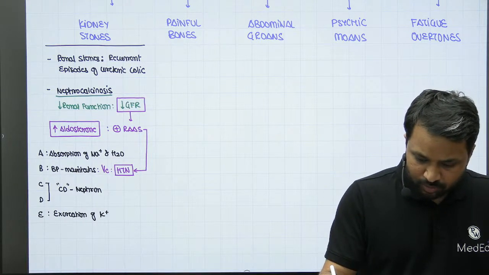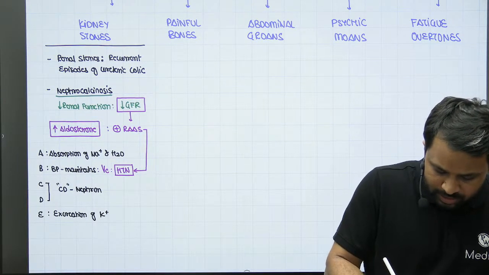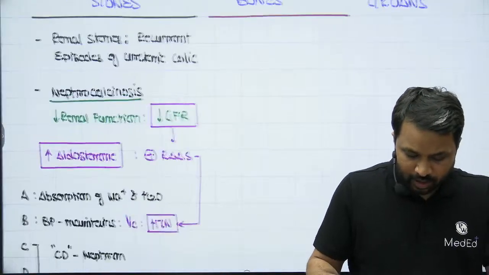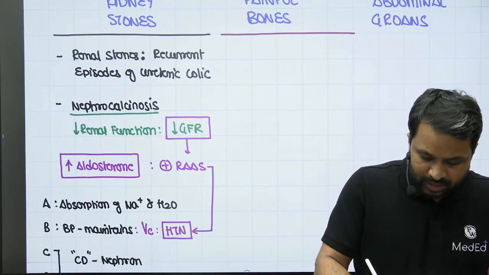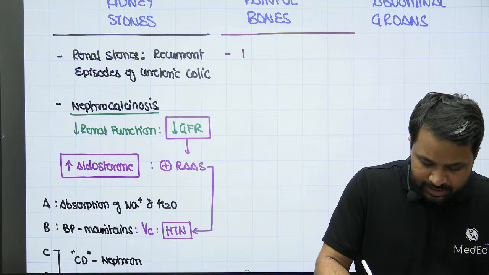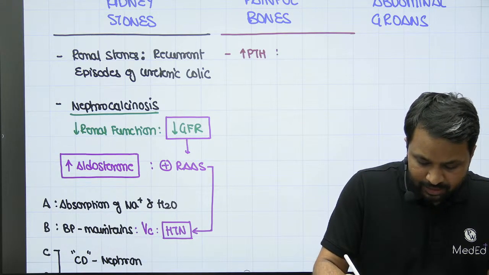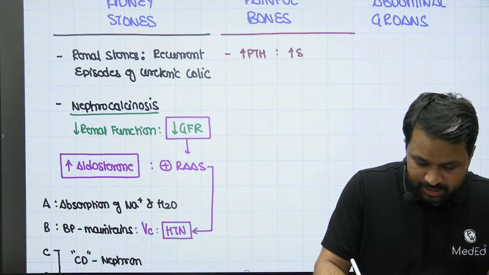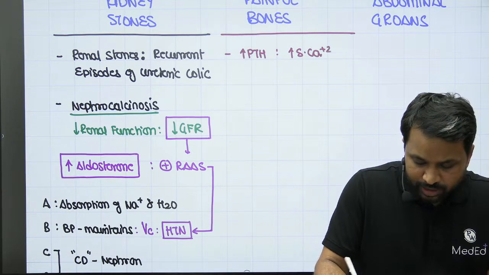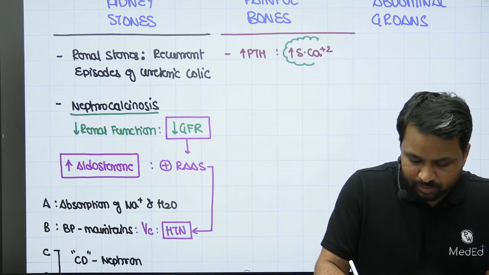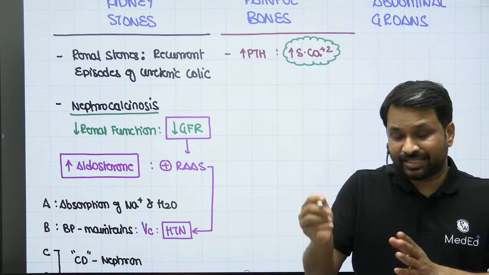When it comes down to painful bones, how does a patient with painful bones present to us? Now in painful bones, as you know, there is an increase in parathyroid hormone. This increase in parathyroid hormone will cause an increase in serum calcium level. But you need to understand how the calcium is being brought. Calcium is increasing in the blood circulation.